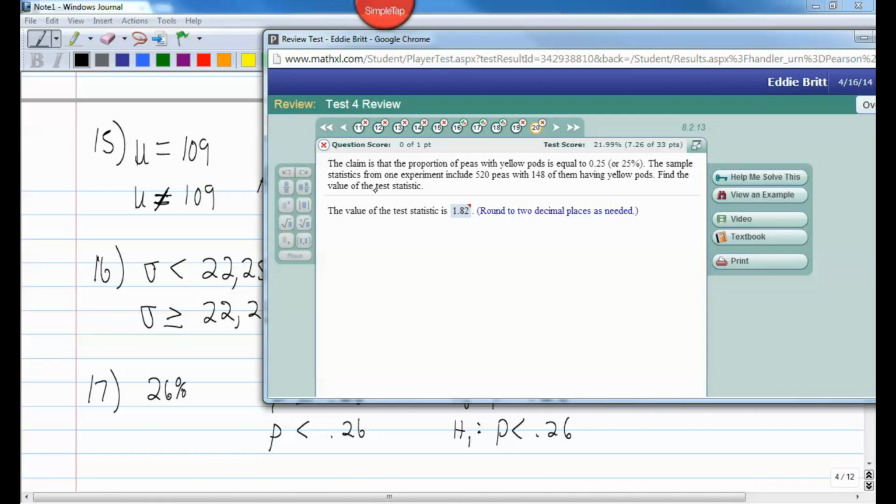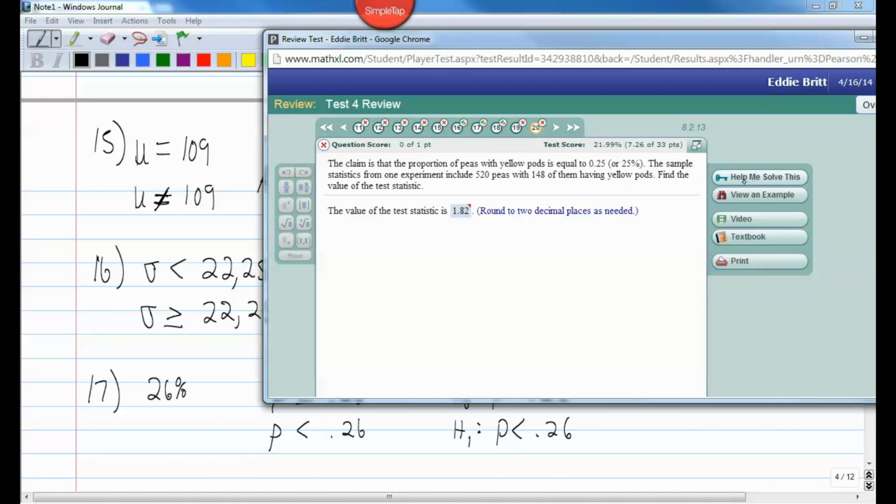The sample statistic from one experiment includes 520 peas with 148 of them having yellow pods. Find the value of the test statistic. All right, so we have an actual formula for a proportion test statistic. Every parameter, a proportion, a standard deviation, a mean, they all have different formulas. So this is for a proportion.